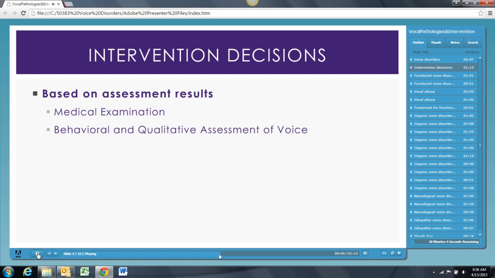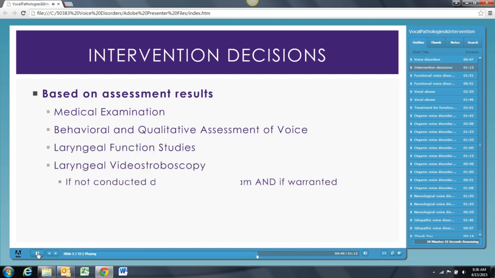A comprehensive evaluation by the SLP includes a behavioral and qualitative assessment of voice and also laryngeal function studies. And if the otolaryngologist does not perform video stroboscopy and vocal fold vibratory dynamics need to be assessed, the SLP might also conduct that examination. Laryngeal video stroboscopy can be a very important part of a comprehensive voice evaluation. There are some research studies that have shown that diagnoses have changed in up to 30% of cases after video stroboscopy.